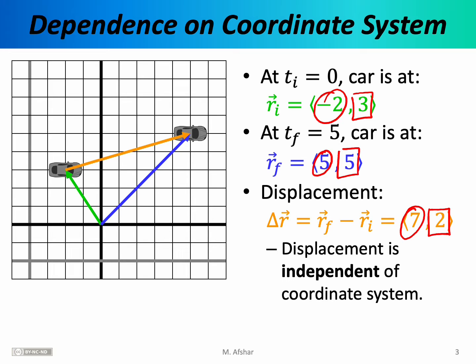So the conclusion here is that the displacement vector is independent of the coordinate system, and this is an important property of the displacement vector. In order to be able to talk about the position vector, we need a coordinate system. The position vectors numerically depend on the choice of the coordinate system, but so long as we're talking about the same car with the same motion, the displacement vector will always be the same vector. In particular, a vector that points directly from the initial position to the final position.